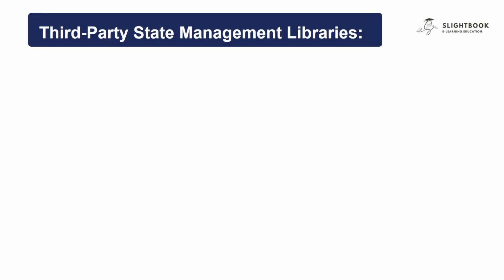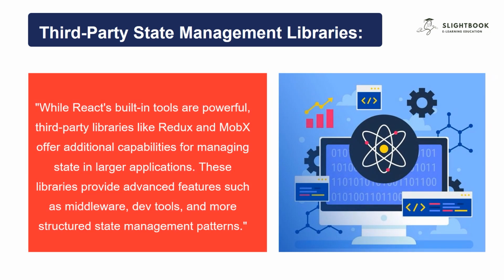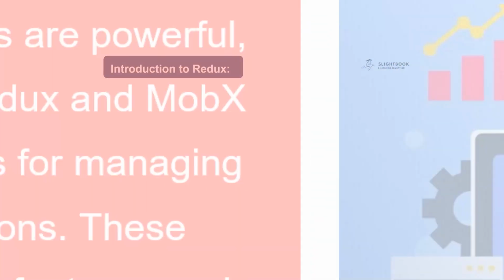Third-party state management libraries. While React's built-in tools are powerful, third-party libraries like Redux and MobX offer additional capabilities for managing state in larger applications. These libraries provide advanced features such as middleware, dev tools, and more structured state management patterns.